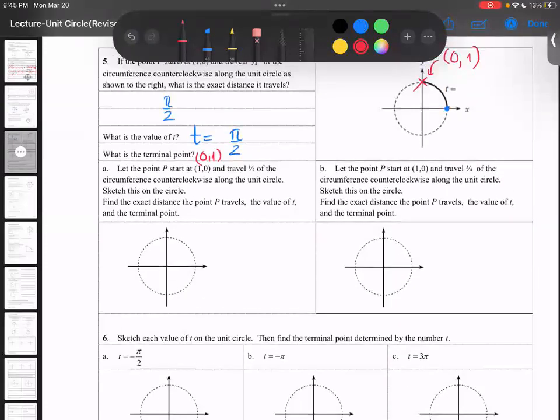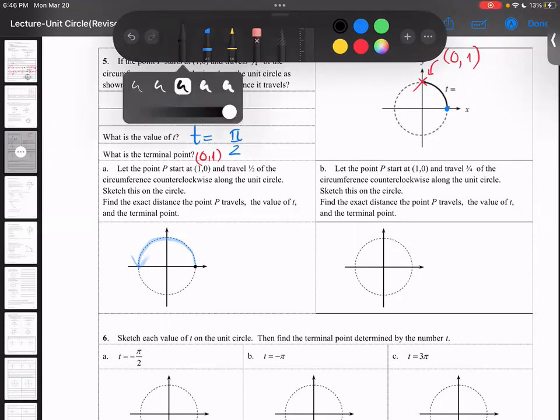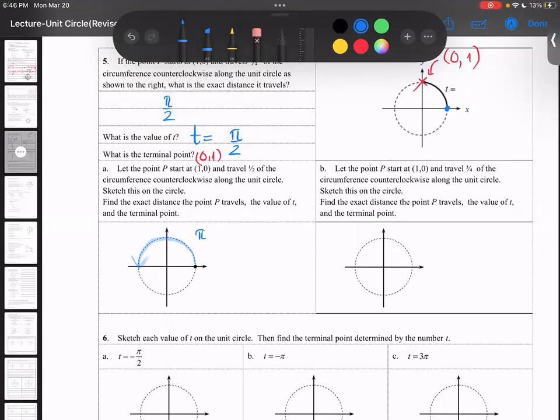5a, let the point P start at (1, 0), so start right here, and travel half of a circumference counterclockwise along the unit circle. So I'm doing like that. Find the exact distance the point P travels. Well, that'll be pi, right? 90 degrees, I'm sorry, 180 degrees. That'll be pi. The distance is pi, and the value of t is, of course, also pi. The terminal point right here is (-1, 0).